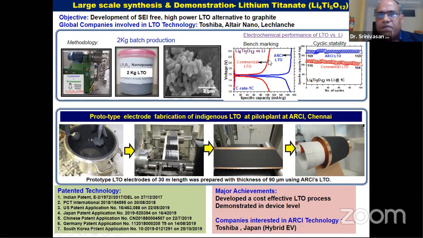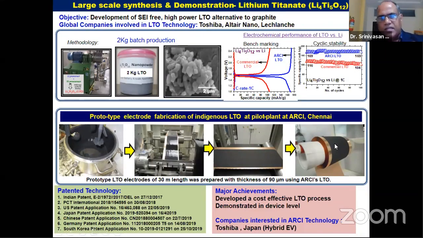When we compared the performance, like LFP, with commercially available LTO materials, the ARC material can store nearly 169 milliampere hour per gram, whereas the commercial one can store only 116 milliampere hour per gram. So there is a huge difference in performance. Our material shows high performance. We have used this material in the pilot plant, and we fabricated the prototype.